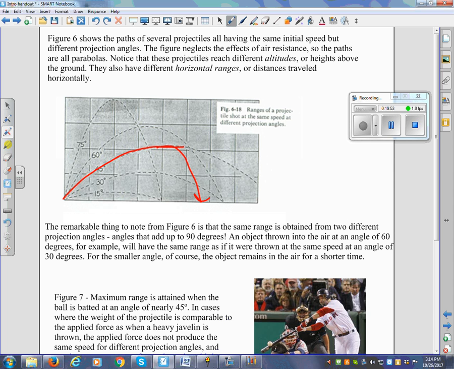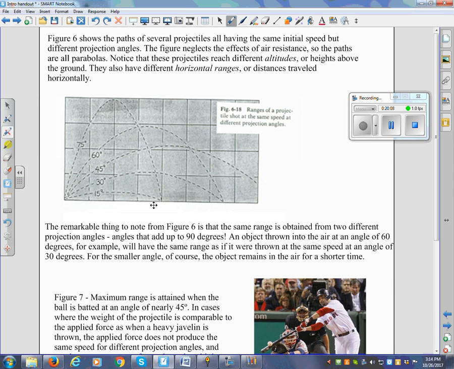There's another name for that path. I always forget what it is. Exactly like this. It's like hitting a sand iron. It goes up and then it comes straight down, right? That's what you want. Notice that these have different horizontal ranges.